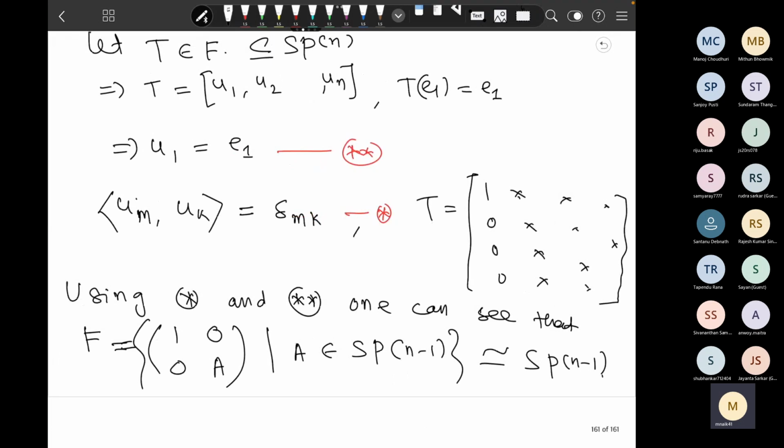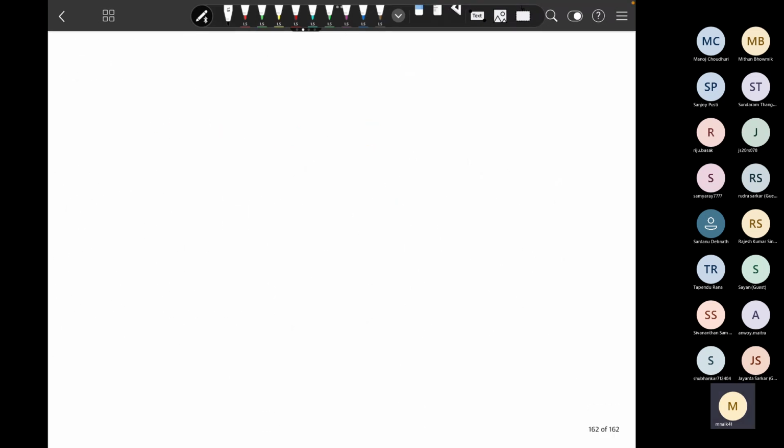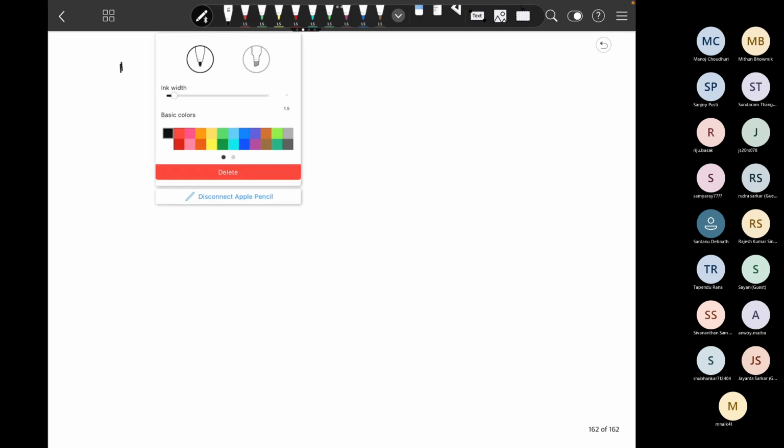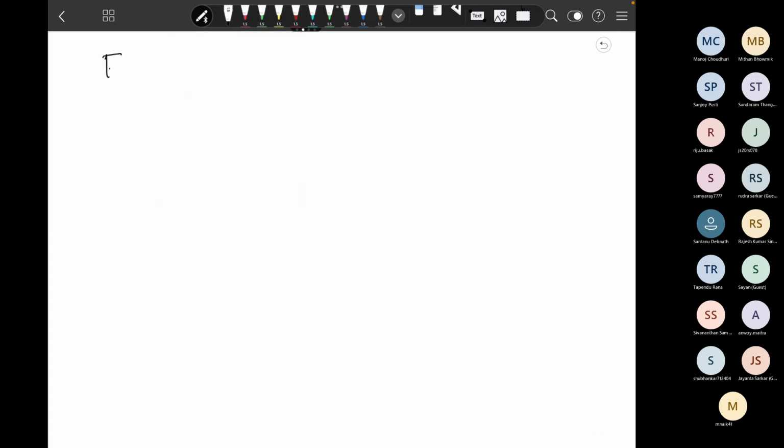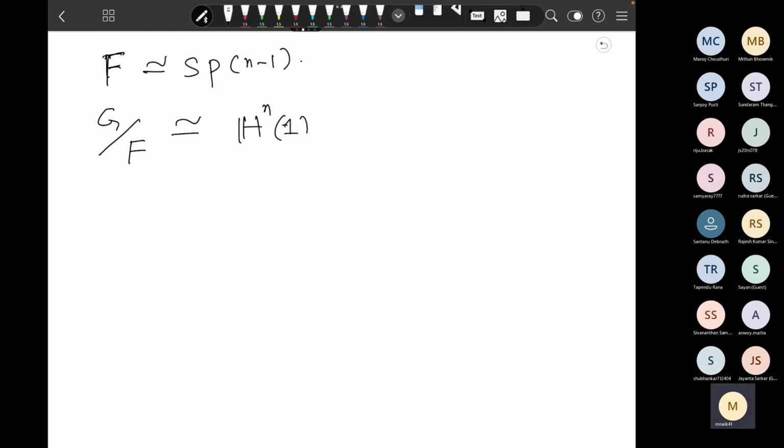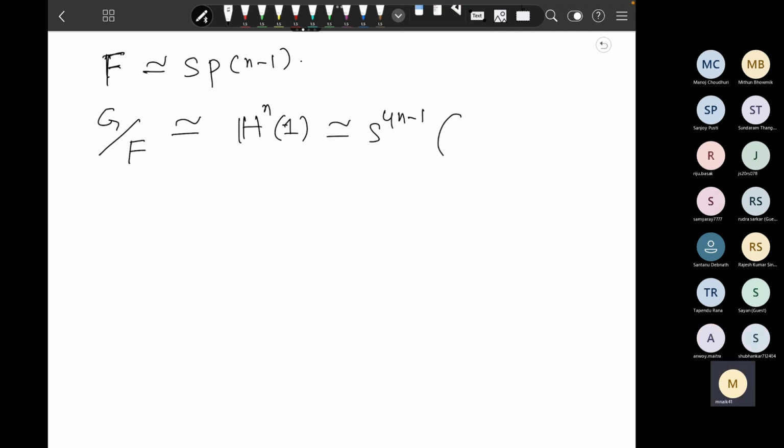Now what I am getting: the stabilizer F is homeomorphic to SP_{n-1}. And by standard theory, G by F is really homeomorphic to H_{n1}, and this is S^{4n-1}. This is by general theory.